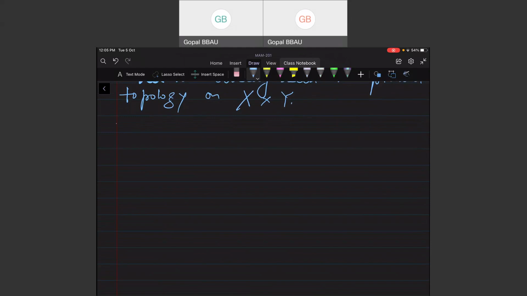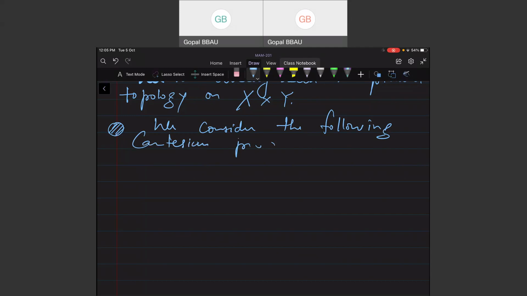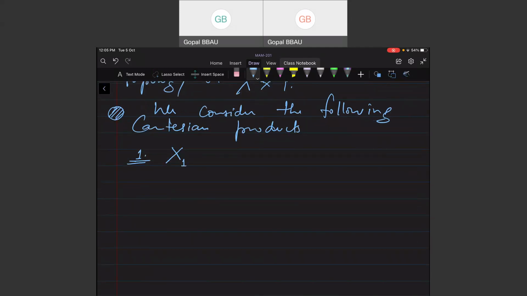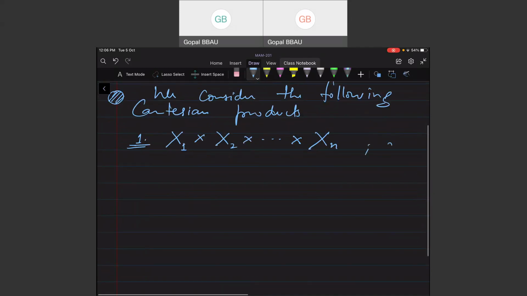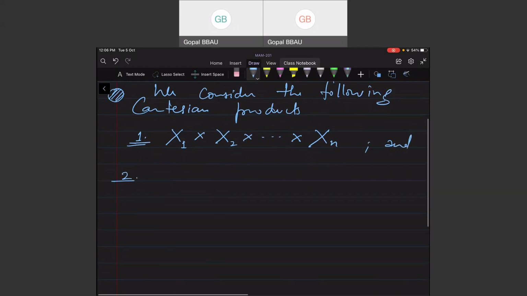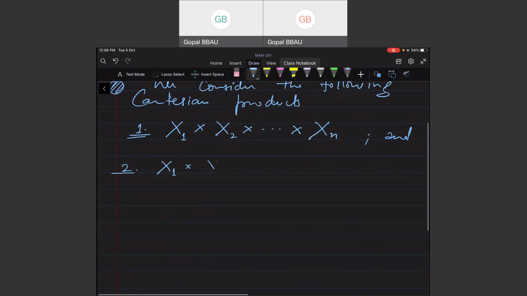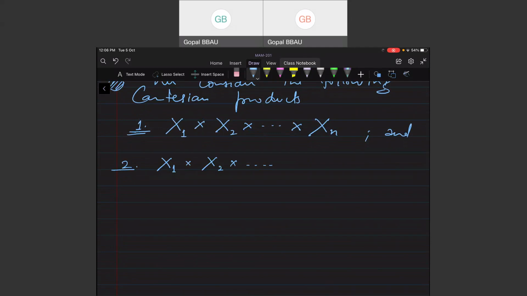This means we are considering the following Cartesian products. Number one, a finite collection of topological spaces, say X1, X2 to Xn. Then let us take this Cartesian product. And second one is an arbitrary Cartesian product, where we do not know, so this is a countable Cartesian product, and there will be an arbitrary Cartesian product.